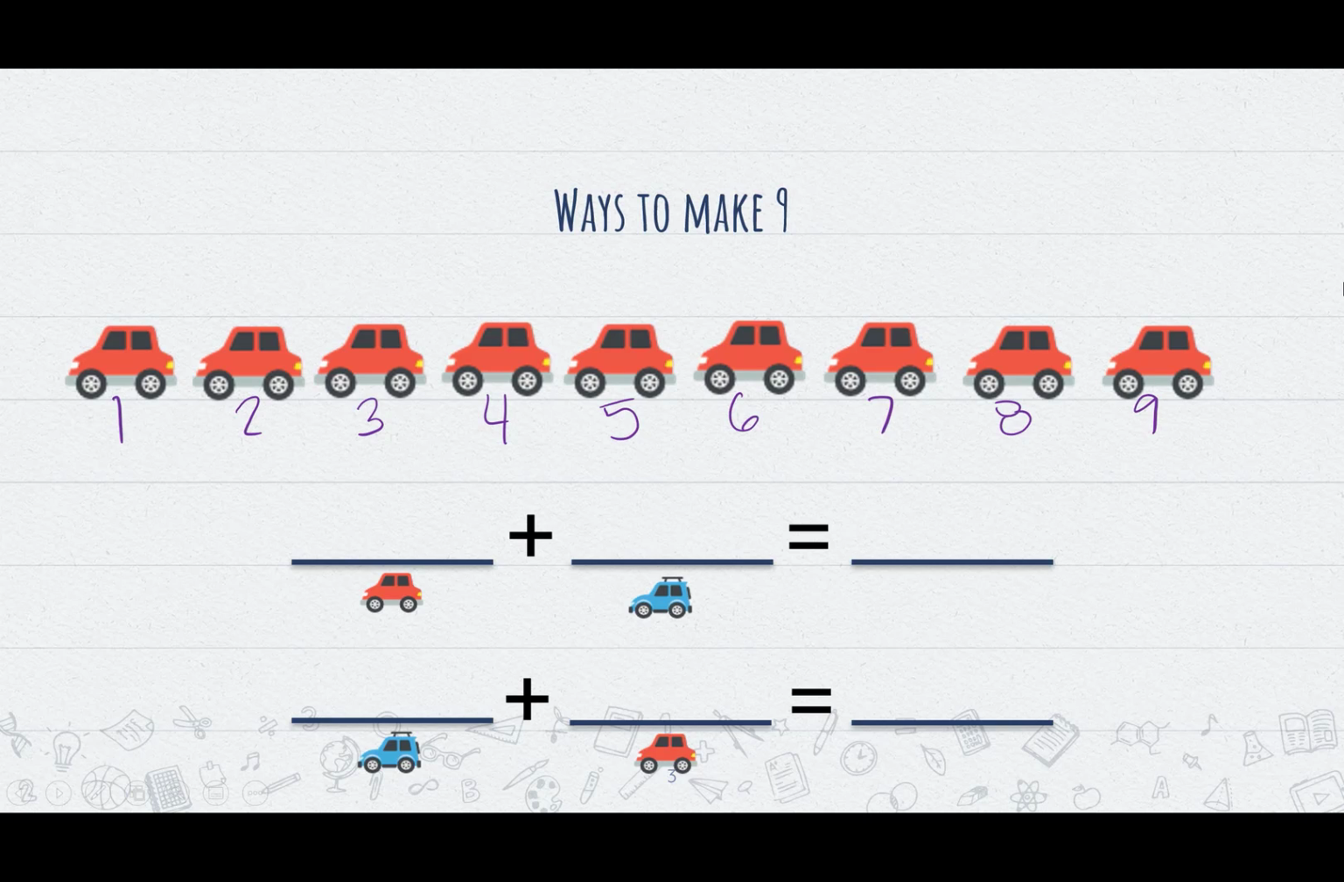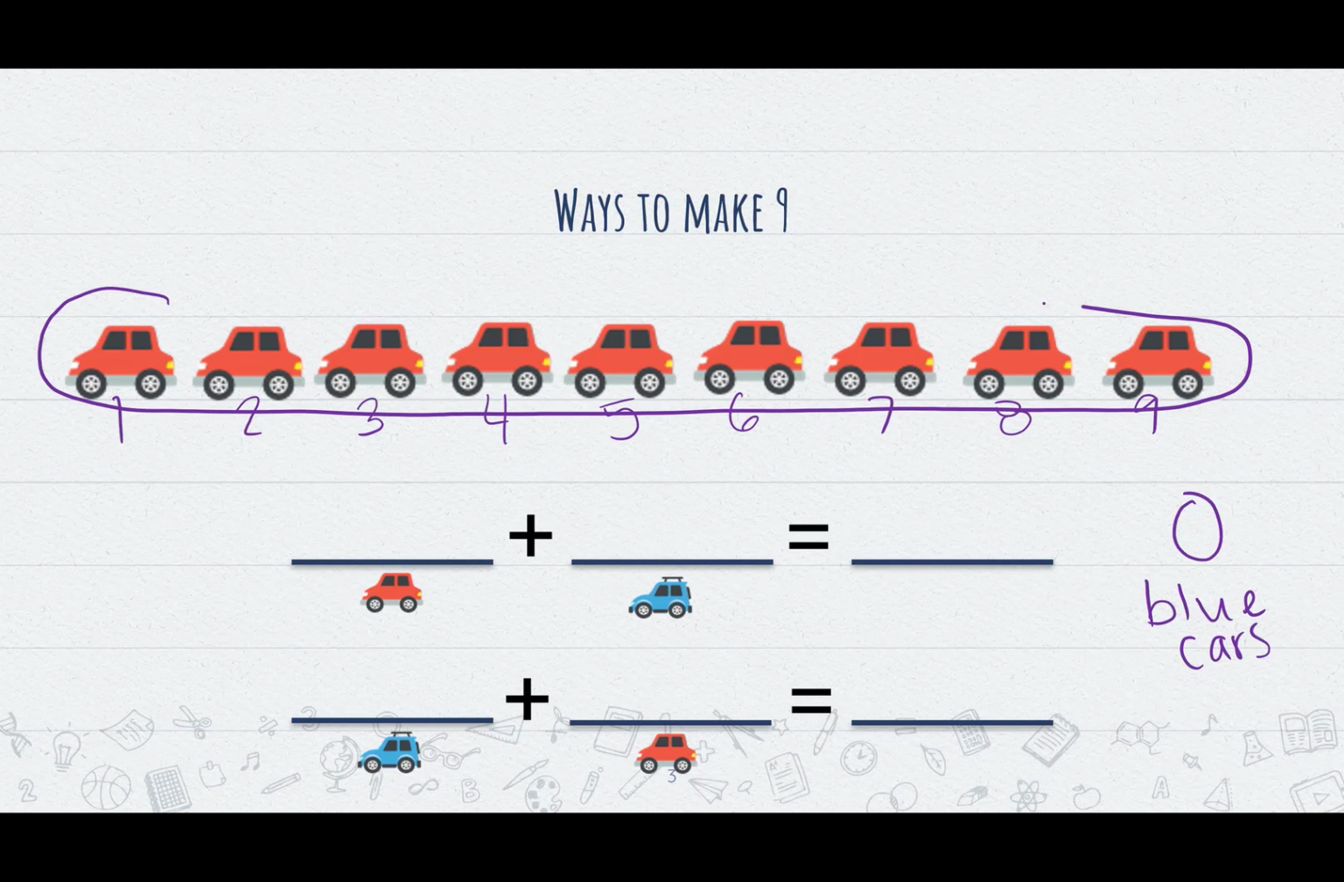So I know from what we've done before with our other numbers that if I don't have any in a group, if I have none in a group, I have 0. So I have 0 blue cars. 0 blue cars. So what we do next is we circle our groups. So I have a group of red cars. Then I know I have 9 in this group. And I know I have 0 blue cars. So now I can write my addition sentences.